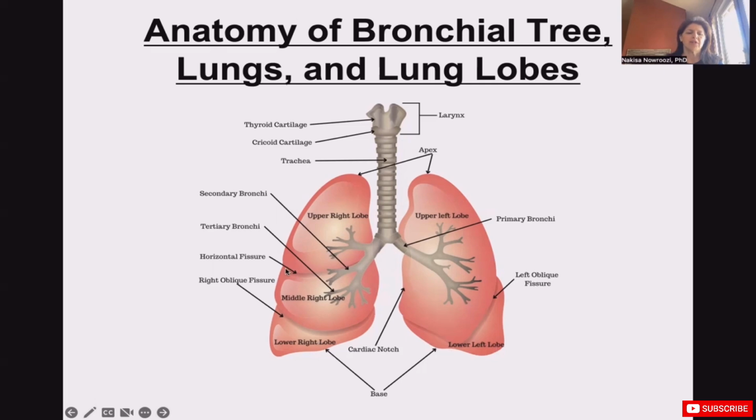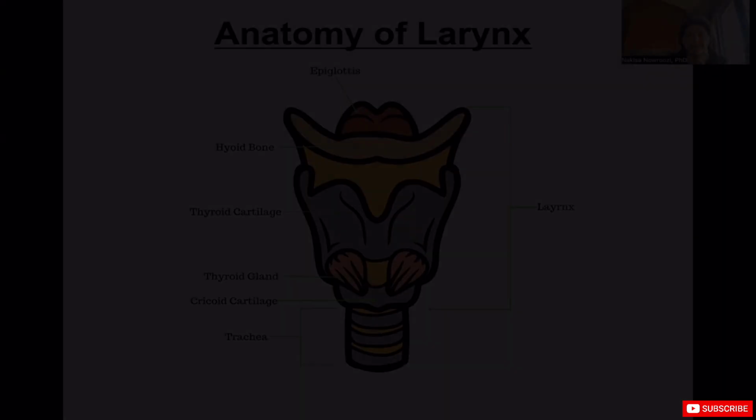You have two fissures. One is called the horizontal fissure on the right side, and the right oblique fissure. On the left side, you only have the left oblique fissure. A fissure is kind of like a very shallow or actually very deep groove. So left oblique fissure, right oblique fissure, and horizontal fissure only on the right side.